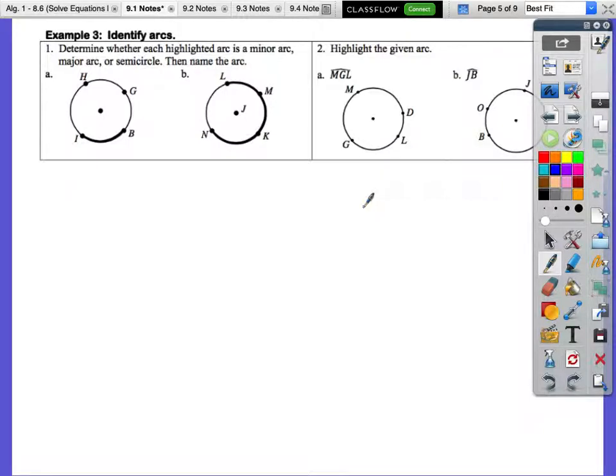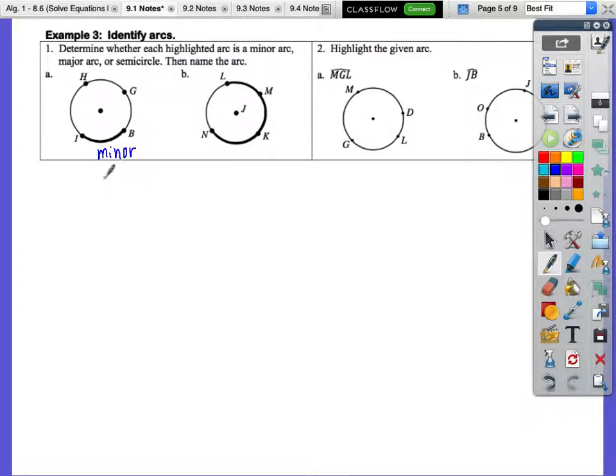Determine whether each highlighted arc is a minor arc, major arc, or a semicircle, then name the arc. So let's do A together real quick. Okay, so it's a minor arc. How do we know it's minor? Because two letters, less than 180, okay? But do we only really know that it has just two points? No. Well, we 100% know that.